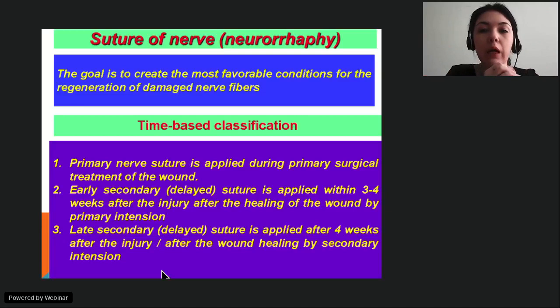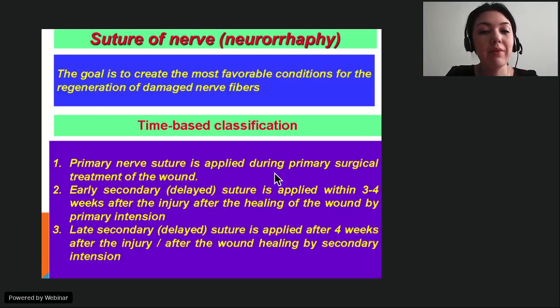So into which types are sutures of the nerve divided? First of all, according to the time. So, time-based classification of the nerve sutures. Primary, early secondary, and late secondary sutures are distinguished. So primary nerve suture is applied during primary surgical treatment of the wound. So we have an injury. We are performing primary surgical treatment. We dissect all the necrotized tissues, we treat everything with antiseptics, and so we see the injury of the nerve, and we stitch it. This is primary nerve suture.